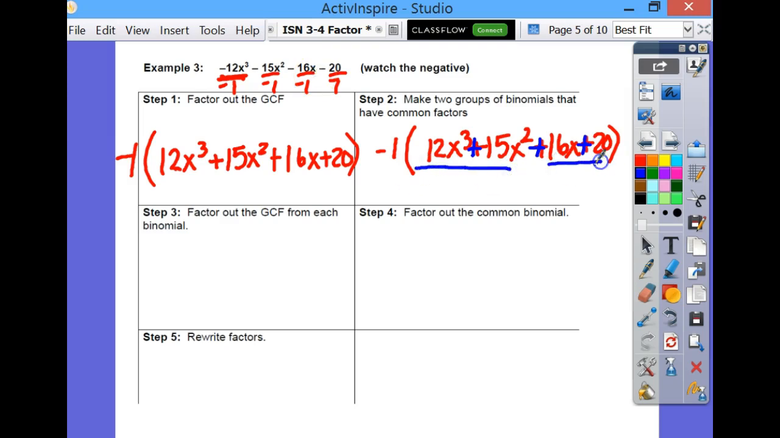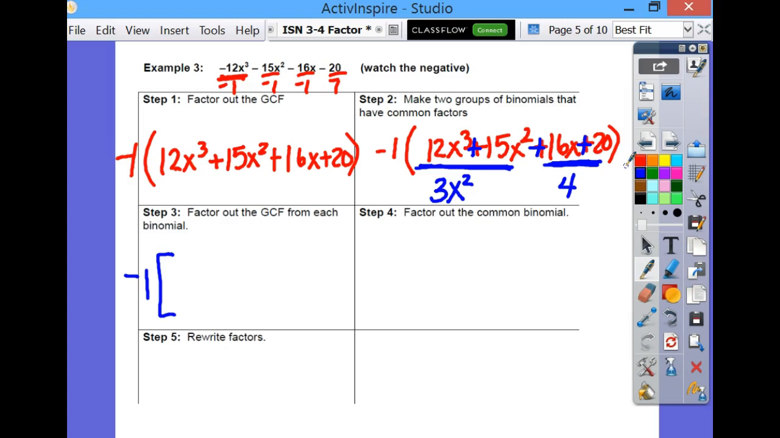Now, I'm going to make two groups of 2, just leaving the negative 1. He's just going to hang around in front all the way till the last step. 12 and 15. What factors out of 12 and 15? 3x squared, because they both have at least an x squared or bigger. What factors out of 16 and 20? Okay, this negative 1 is just hanging around out there in front.